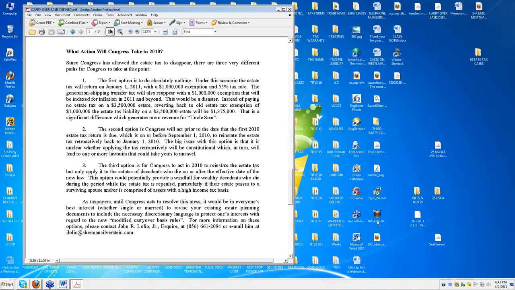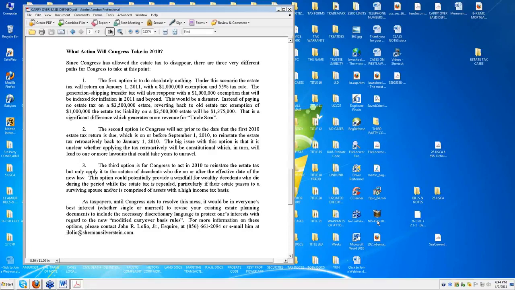Number 2, the second option is Congress will act prior to the date that the first 2010 estate tax return is due, which is on or before September 1, 2010, to reinstate the estate tax retroactively back to January 1, 2010. The big issue with this option is that it is unclear whether applying the tax retroactively will be constitutional, which in turn will lead to one or more lawsuits that could take years to unravel.